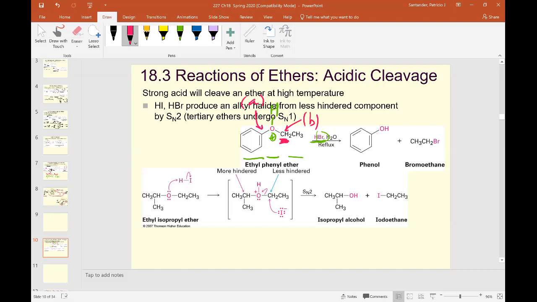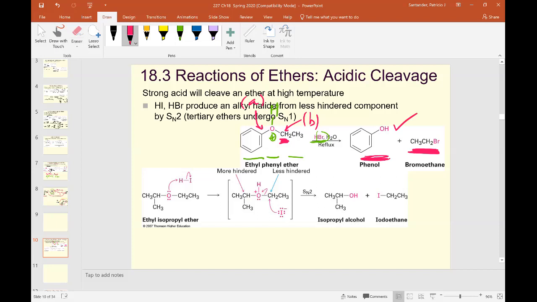Position B is fine because that is a primary position, right? So that's why that will be the logical thing, that bromide will attack on the primary position, and then the benzene ring will go away with the OH, and it will end up forming phenol.